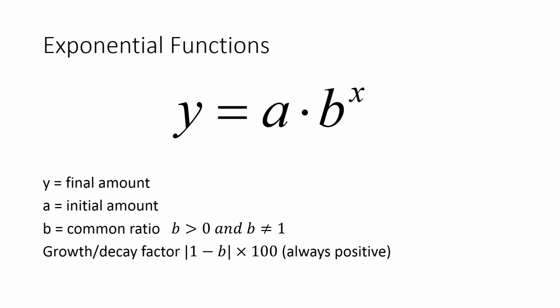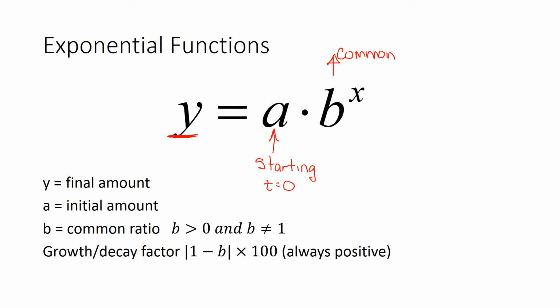Okay. All right. So in an exponential function, y is your final amount. A is what you start with. It's the starting amount. It is what happens at time t equals 0 or x equals 0. B is your common ratio. You remember we talked about the common ratio is the number that's being multiplied each time.